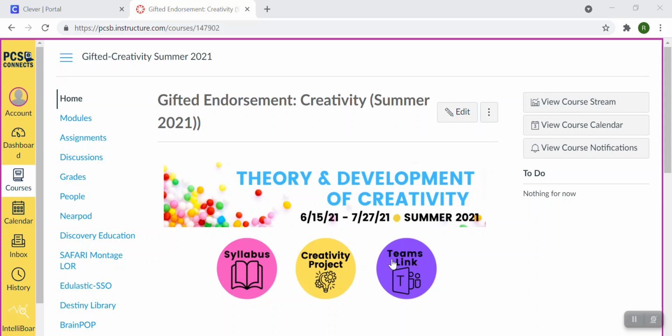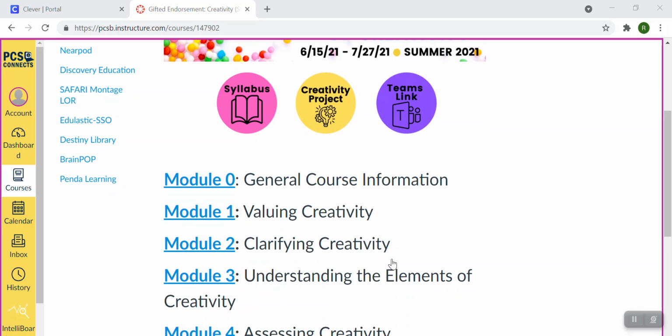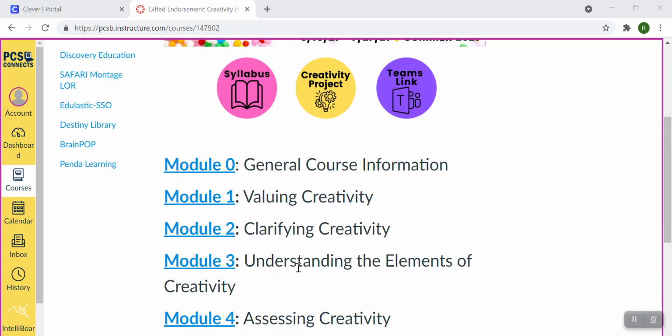We are going to be working on Module 3 this week. Module 3 is really going to focus on understanding the elements of creativity. And I believe there's just 2 assignments plus your creativity project this week.